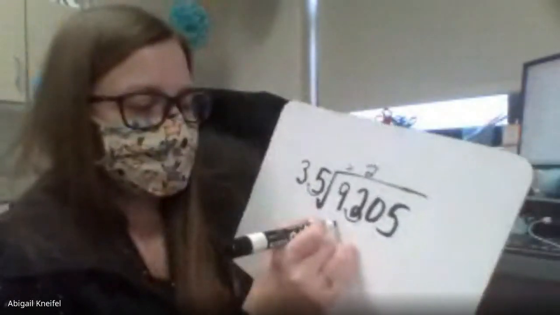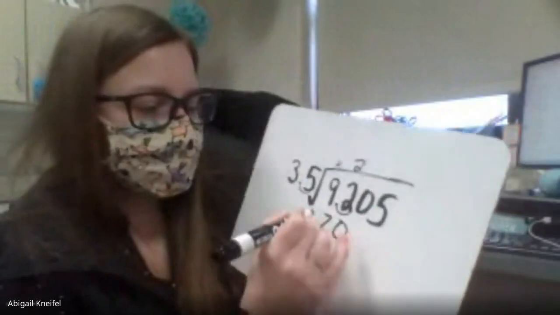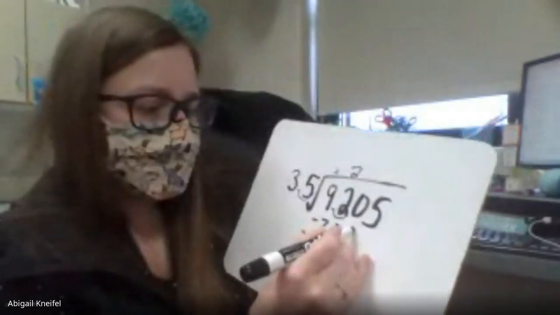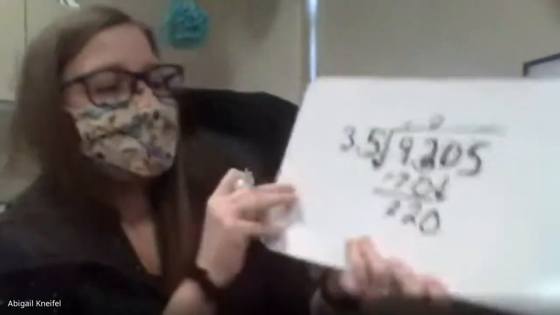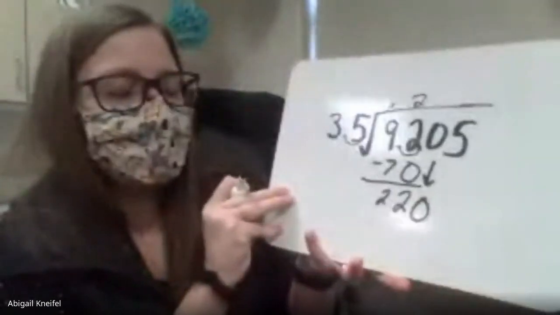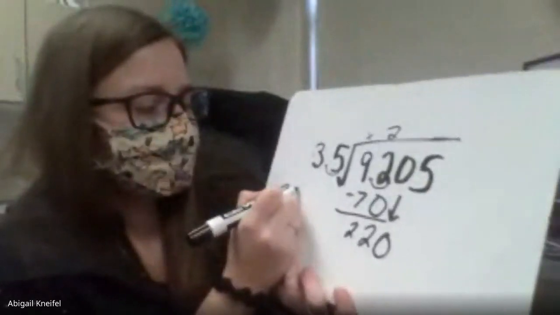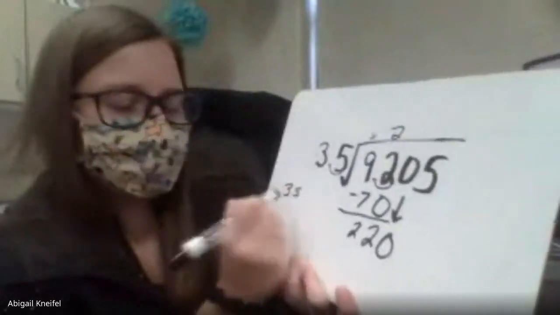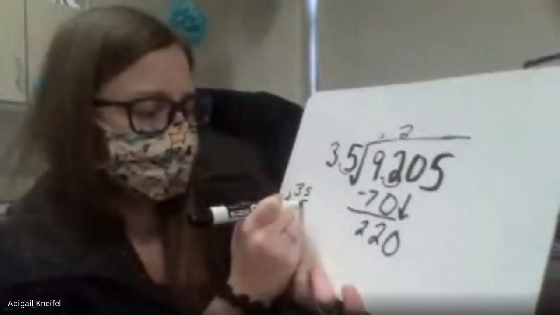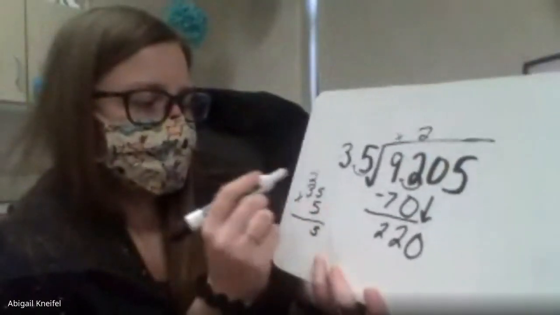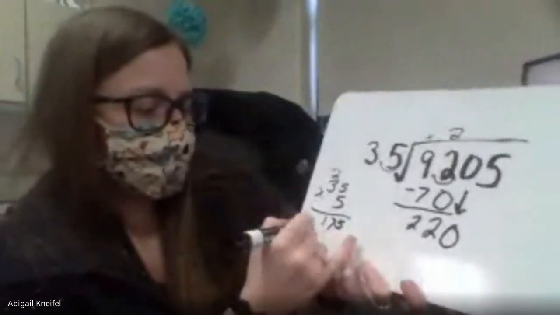35 plus 35 is 70. Now, 92 minus 70 is 22. Then I got to bring down my 0. Now, how many times can 35 go into 220? Well, I don't know. I'm just going to give it a good guess. Let's do 35 times 5, maybe? 5 times 5 is 25. Carry 2, 15, 16, 17. Oh, I think I can fit one more in there.